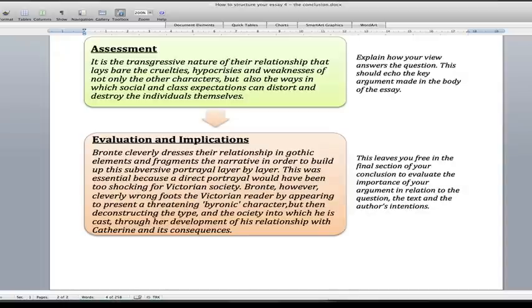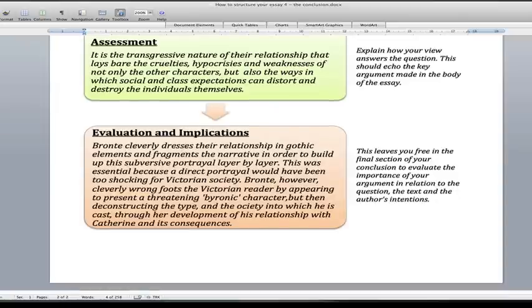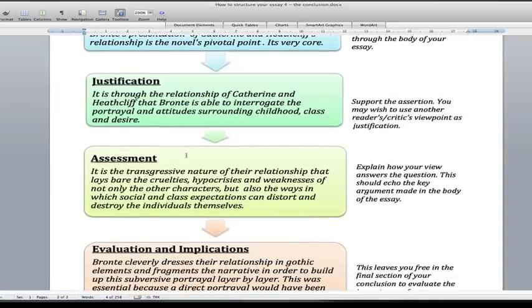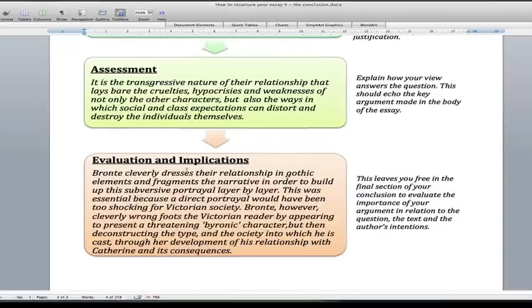So what you have here then is you have an evaluation of the points that have been made previously through the reassertion, the justification and the assessment, and then linking that to the implications of what the novel actually means in terms of its genre, its context, and maybe its links to other texts.